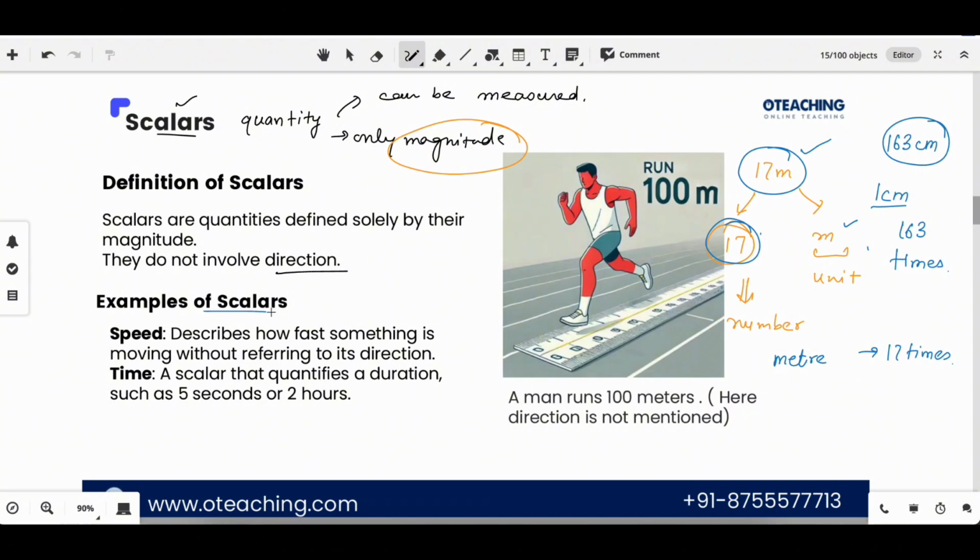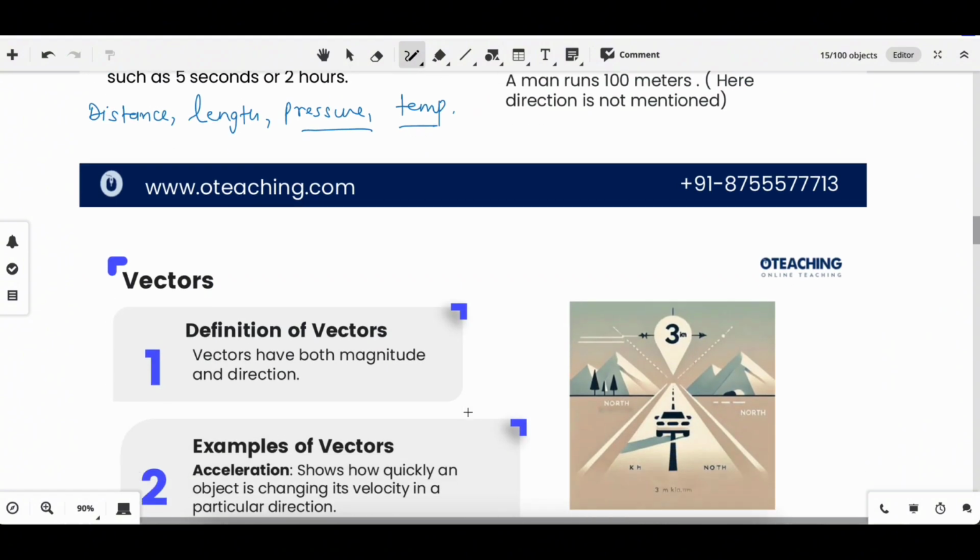Now, what are the different examples of scalars? We'll talk about speed, time, distance, length, then pressure and temperature. You might not be able to understand what pressure and temperature are. In the coming classes, we'll discuss what we mean by pressure and temperature.